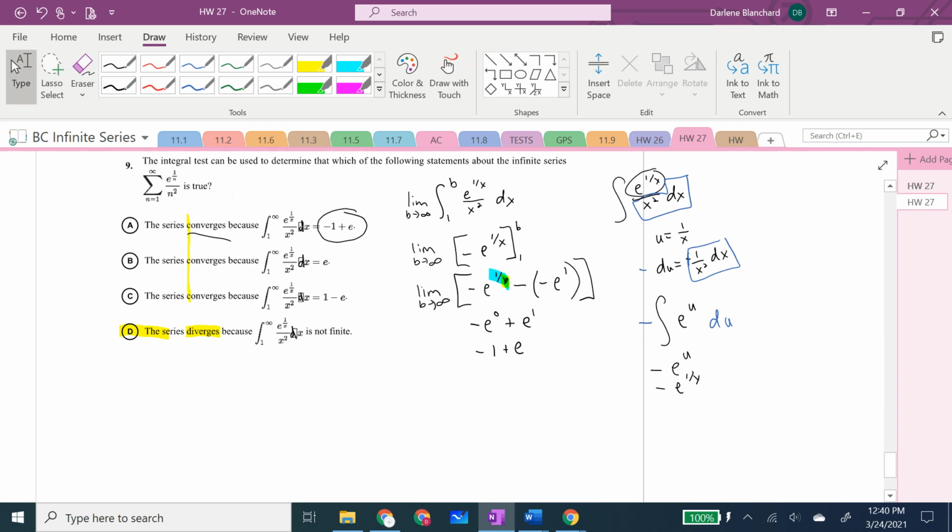And remember, when you're using the integral test, the integrand must be a function that has three things happen. Do you remember the three things? It needs to be positive, it needs to be continuous, and it needs to be decreasing.